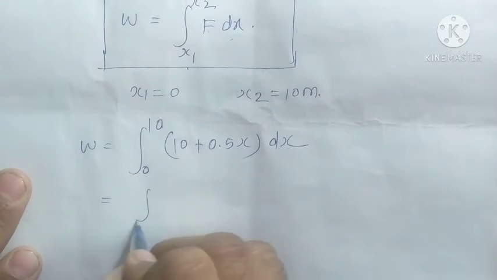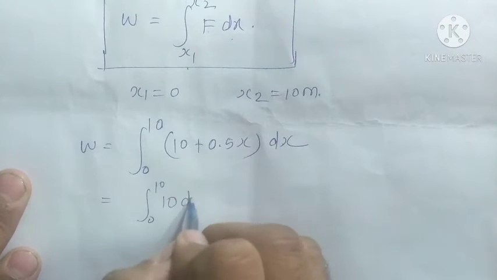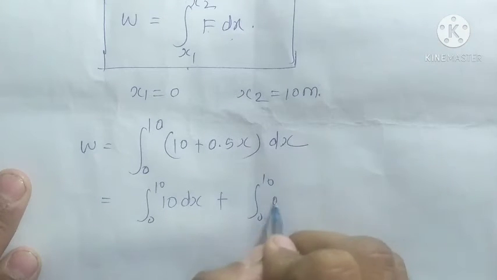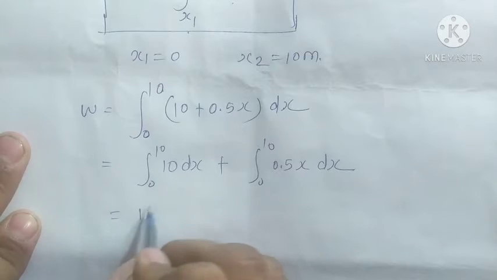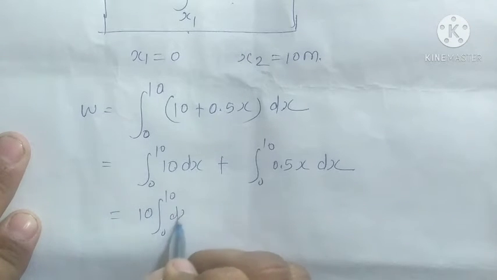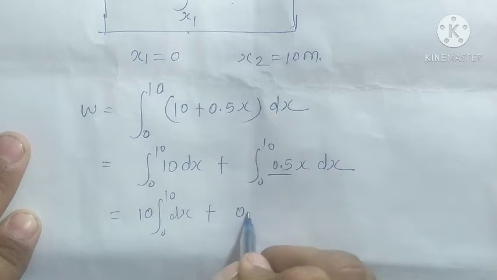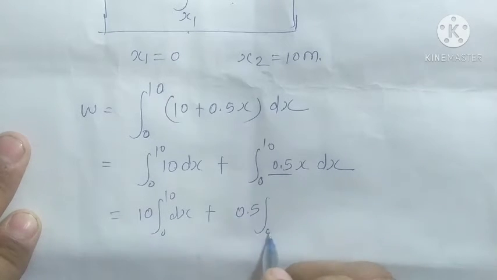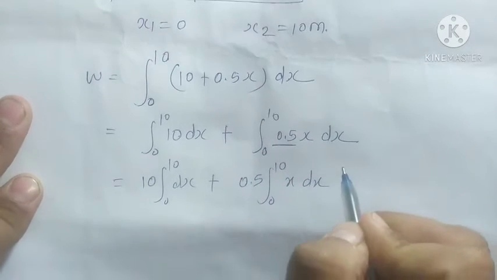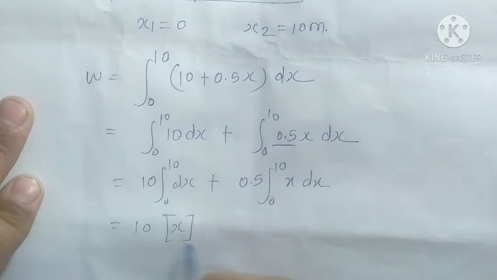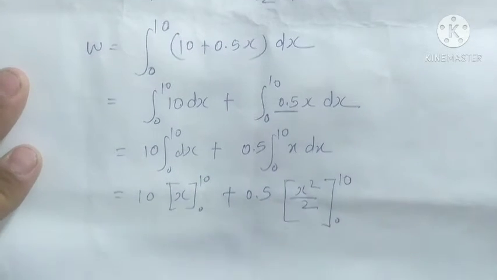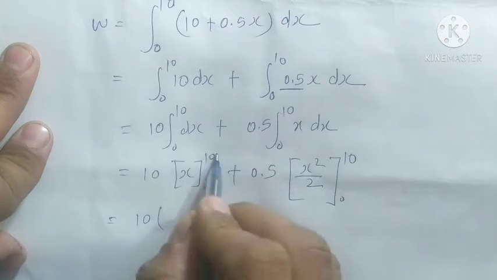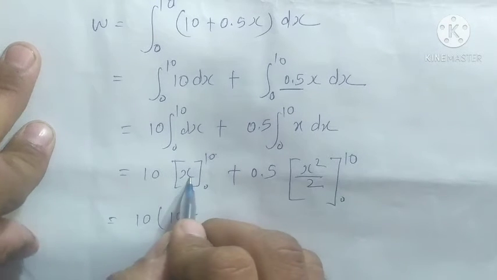So now integral 0 to 10 of 10 dx plus integral 0 to 10 of 0.5x dx. So 10 is a constant, and 0.5 is also a constant, so it comes out of the integration. So here 10x from 0 to 10 plus 0.5 x square upon 2, from 0 to 10. The minus sign comes after we put the lower limit value 0.